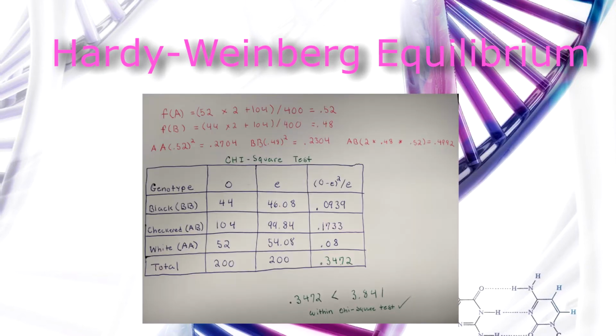So using the chi-square test, I was able to confirm that this population is indeed within the Hardy-Weinberg equilibrium. Here are the frequencies of the alleles. This is the chance of the butterfly inheriting one of these alleles. So now back to the butterflies.